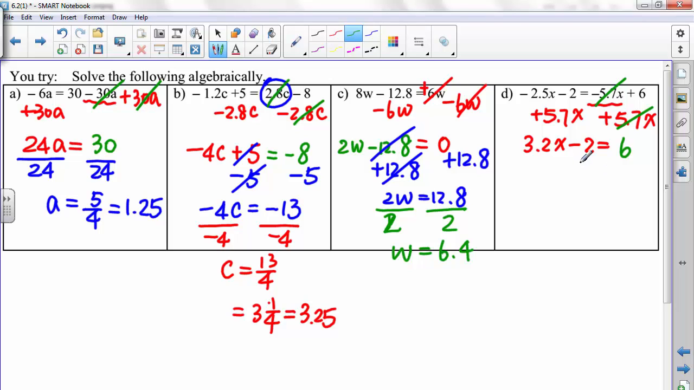Then I want to isolate negative 2 from 3.2x. I need to add 2 to both sides. These two got canceled out. 3.2x equals 8. I divide both sides by 3.2. So x equals 8 divided by 3.2. You can use the calculator to help you find an answer, which is 2.5. So x equals 2.5. You can verify the solution in each equation by replacing the variable with the solution I found to check whether the left side is equal to the right side.